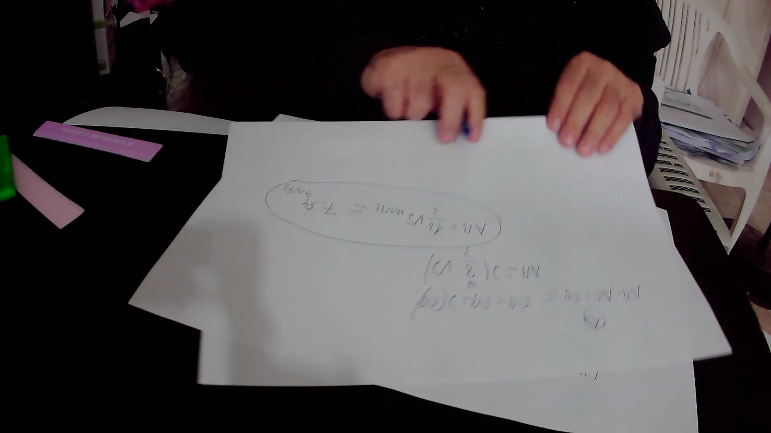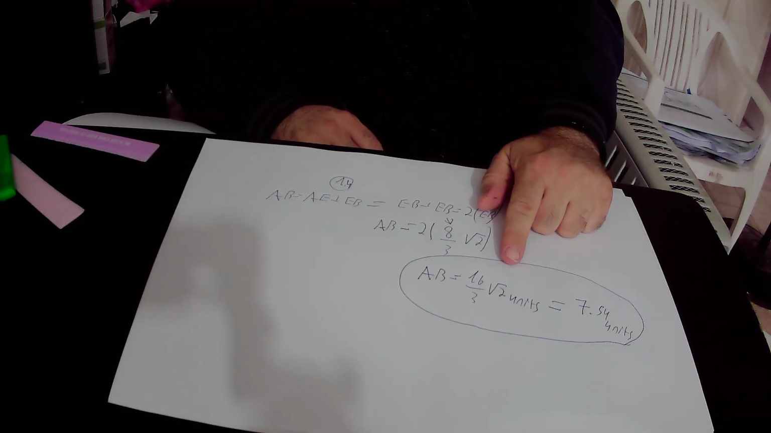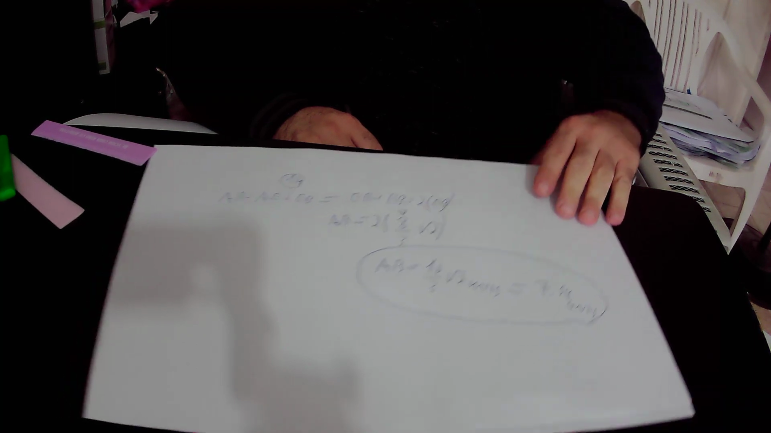So we actually found out that the length of AB equals 16/3 times the square root of 2 units. So in terms of numbers, the length of chord AB equals 7.54 units.